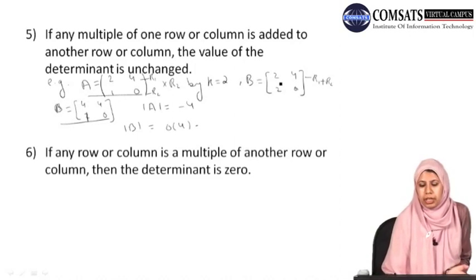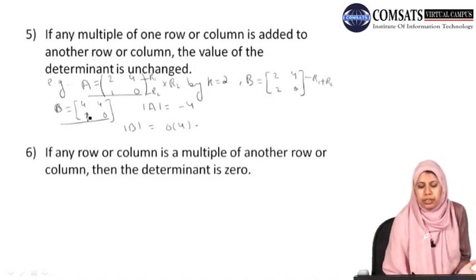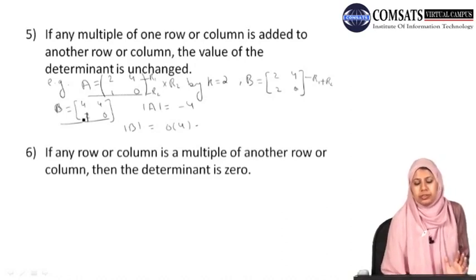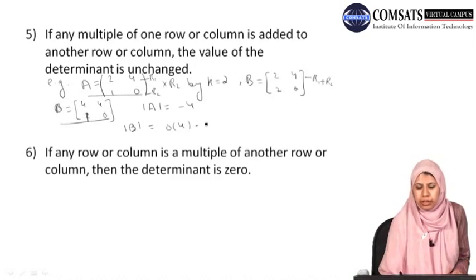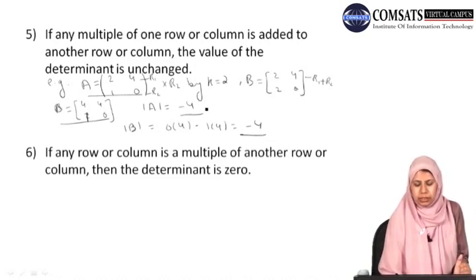What we have done here is multiplied our second row by a scalar 2 and then added it to our first row. So the change will be in our first row only, and the second row, on which we multiplied and then added, will remain as it is. So the determinant of our matrix B will be 0 into 4 minus 1 into 4, which is minus 4, which means that the determinant in both cases is the same.